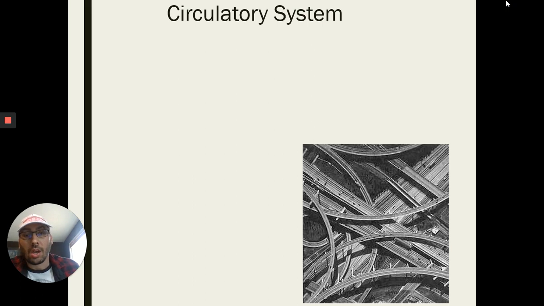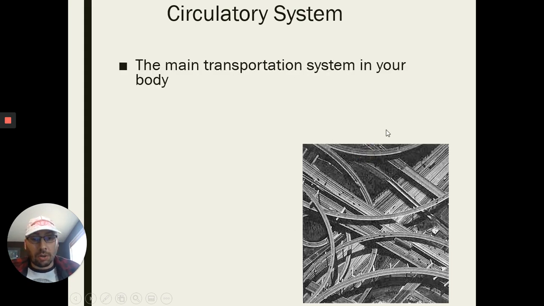So here we go. The circulatory system. We're going to start off with a pretty picture down here that shows a whole bunch of roads and whatnot. The circulatory system is the transport system of the body. It gets the oxygen from the lungs to the different parts of the body, gets the nutrients from the digestive system, from the small intestines, to the different parts of the body, as well as picking up waste from different parts of the body and delivering it back to systems that help get rid of it.